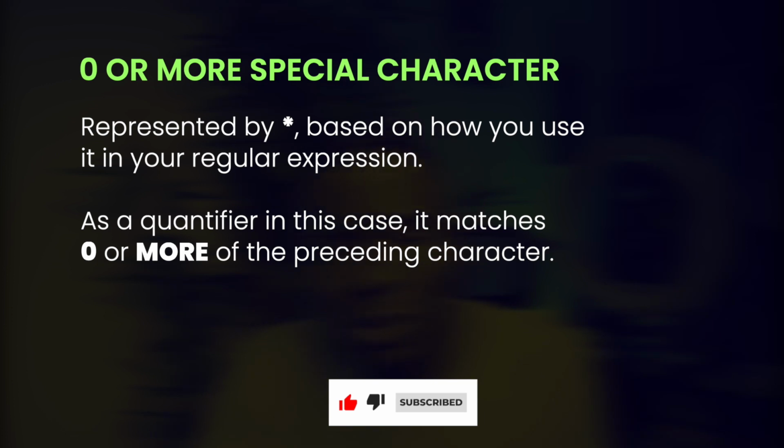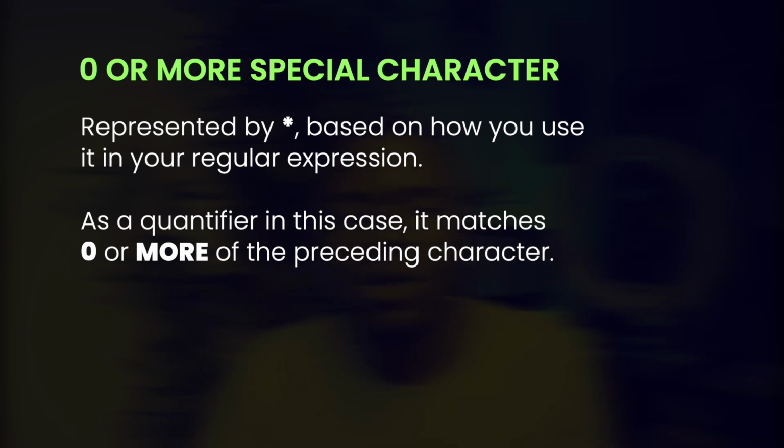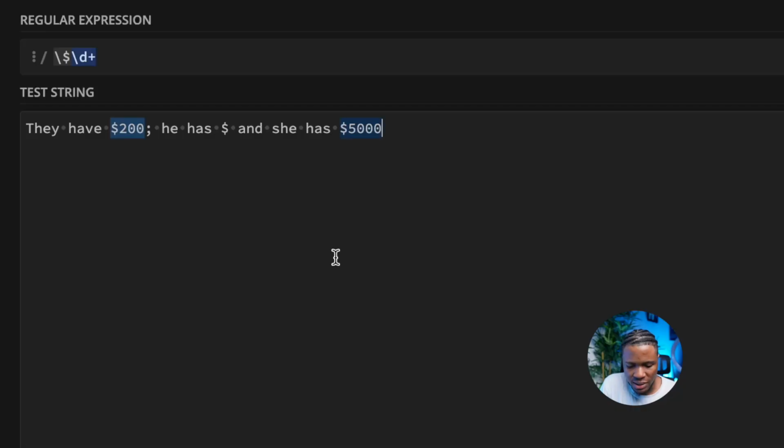Again, based on how you use the asterisk, this can be a 0 or more special character, and as a quantifier in this case, it would match 0 or more of the preceding character. Let's take a string example. Let's say we have a string like "he brings boring", with a couple of O's. I don't even know how many O's this is, but let's say we have "ing" and then we have "jokes".